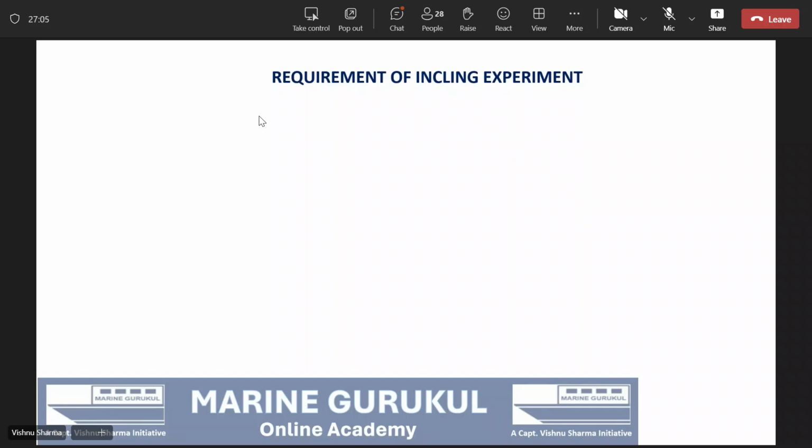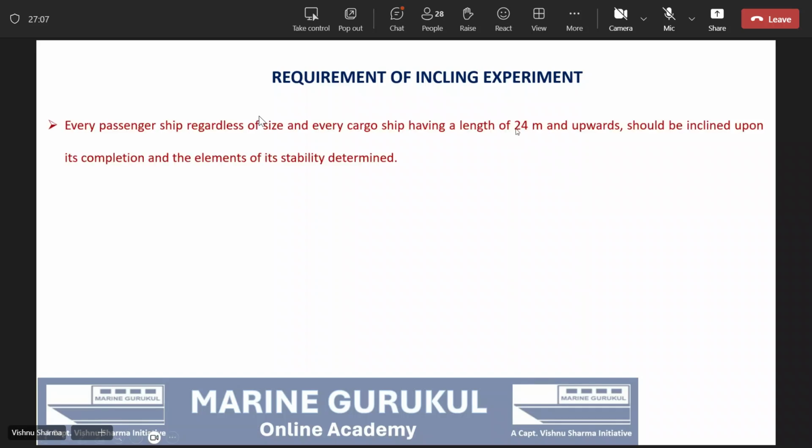Therefore, the inclining experiment is required to be conducted on all ships which are passenger ships, irrespective of their length, and cargo ships of 24 meters or upwards. And why should they be inclined? The Code on Intact Stability says to determine the elements of stability. But what is that element? That is the KG.